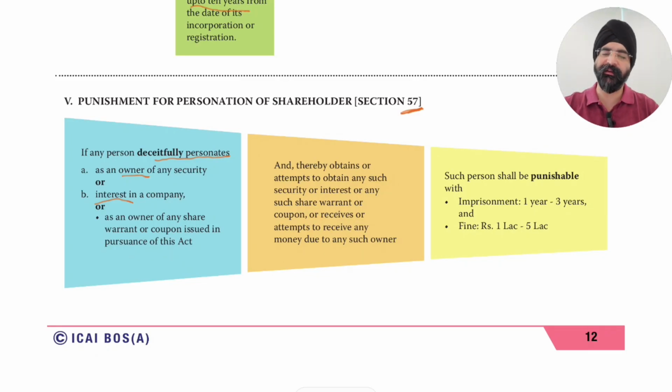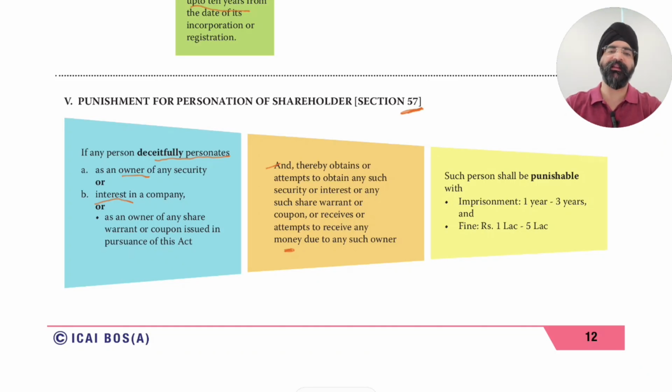He does this deceitfully. And next what happens is, and thereby obtains or attempts to obtain any such security or interest or any such share warrant or coupon, or receives or attempts to receive any money due to any such shareholder. So any money is due to any original shareholder that he tries to get, any share warrant is due to any original owner that he tries to get, any security is due, any coupon is due, any interest is due, which he tries to get by deceitfully personating to be that shareholder.